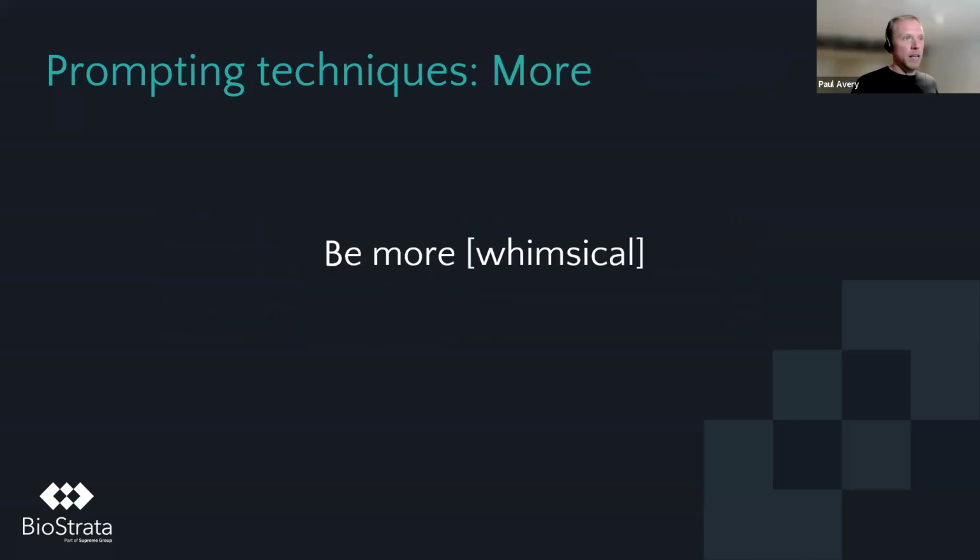Another thing that we see work really well is be more. So when I'm trying to get it to be creative, it's still kind of safe. So I'm like, no, be more creative, and then I get an output. And I'm like, no, be more creative, and then I get an output. And if I do that 5 times, by the end, I've got something pretty hardcore. So be more scathing, be more happy, be more optimistic, be more whimsical can work really well.